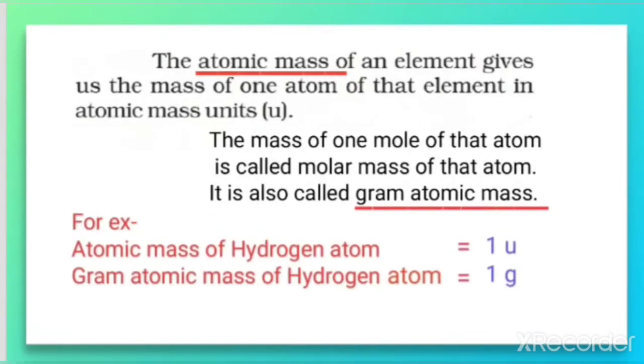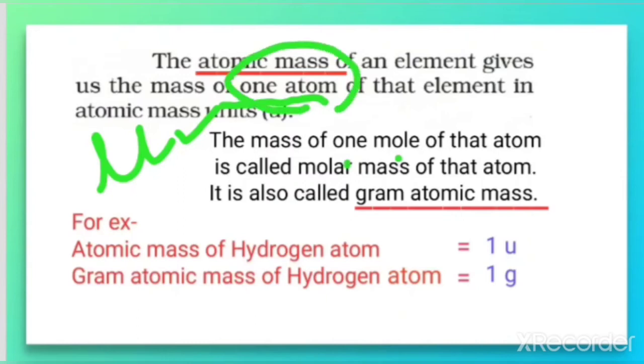The atomic mass of an element gives us the mass of 1 atom of that element, represented in terms of atomic mass unit, U. That is important. Atomic mass is the mass of one atom of that element, and the unit we use to represent atomic mass is U, the atomic mass unit. And the mass of 1 mole of that atom, that is important. Here it is 1 atom and here it is 1 mole of atoms. So you can find the difference here.